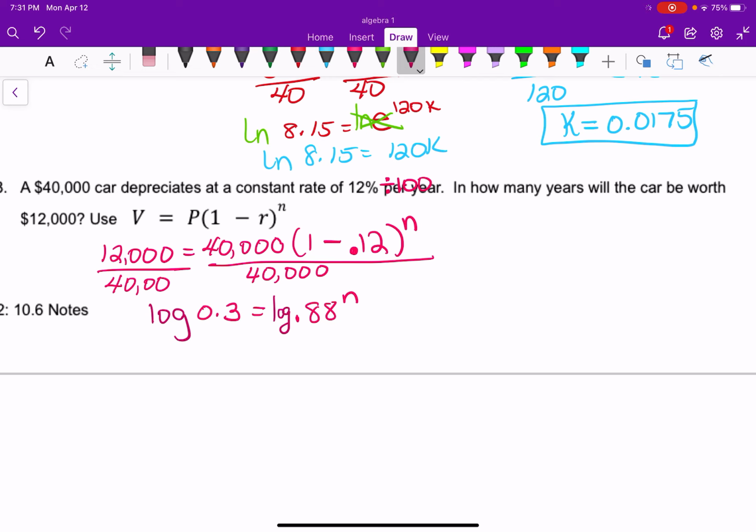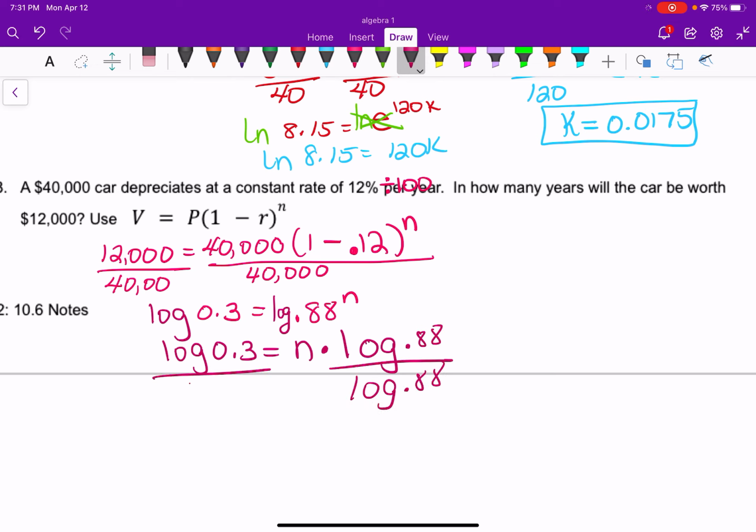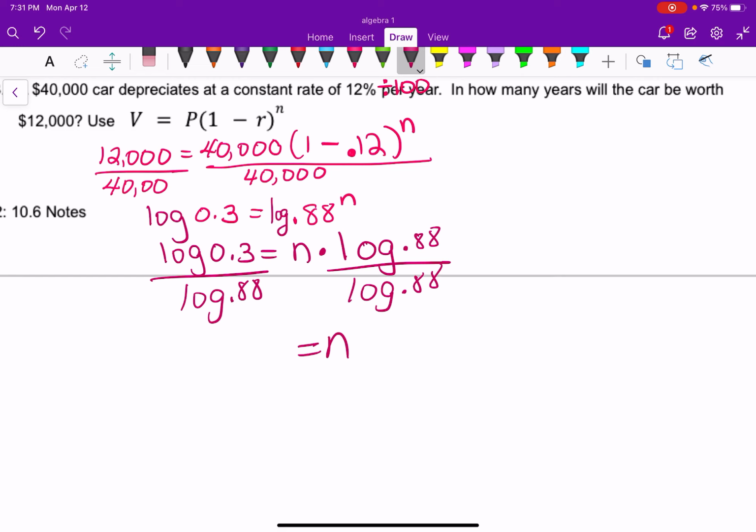Why did I do that? Because now I can take that n and put it out front. So log of 0.3, remember, if it's a log to a power, that is the same as multiplication. So n log of 0.88. Well, now I can just divide both sides by log of 0.88. And now n is by itself. We have a calculator problem. So I can pick up my calculator, do log of 0.3, divide it by log of 0.88, hit enter, and I get 9.4183.